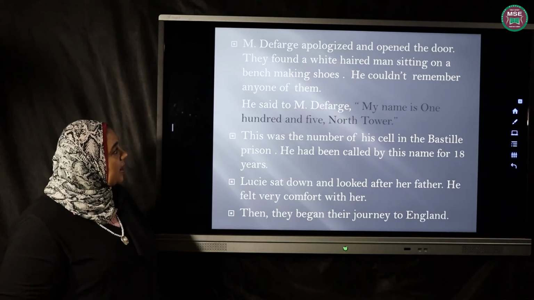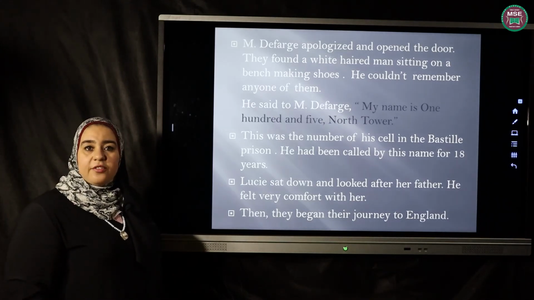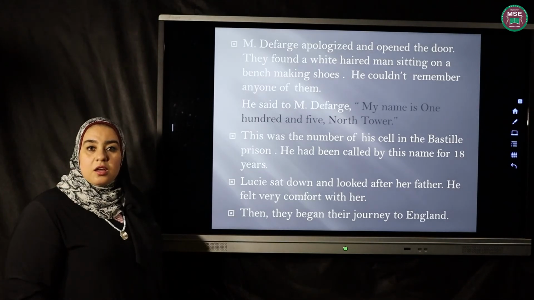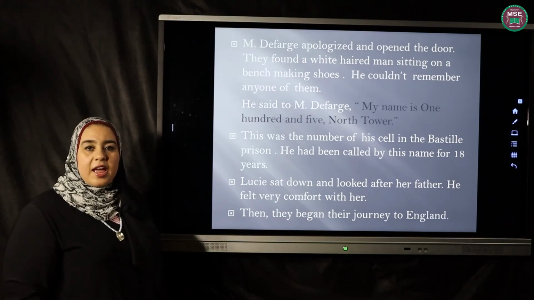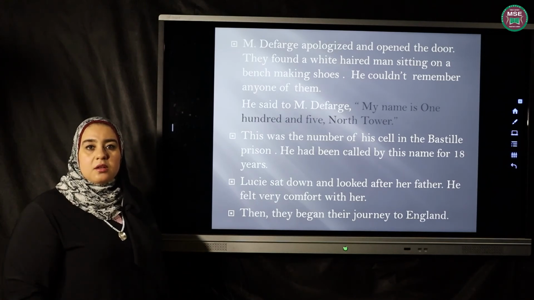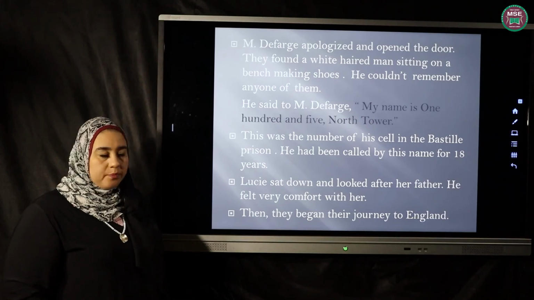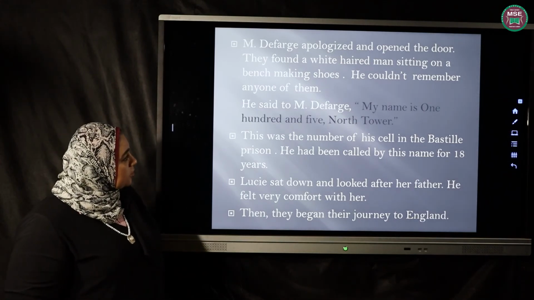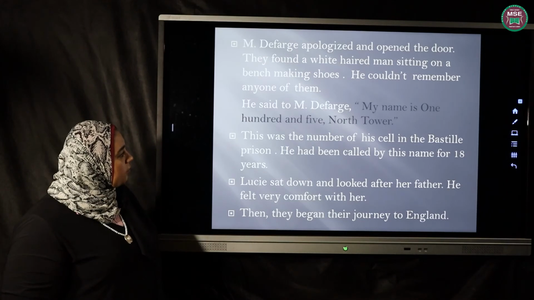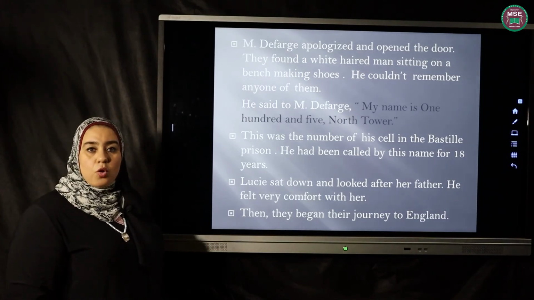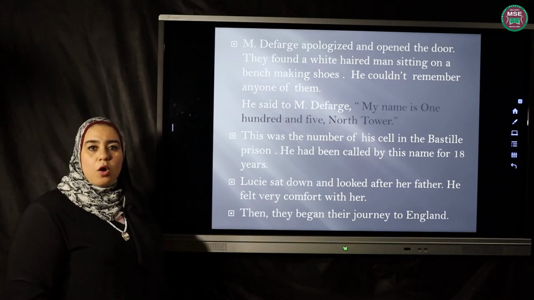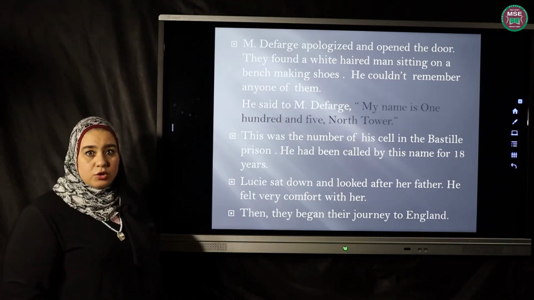He couldn't remember any one of them. Dr. Manette, after 18 years of imprisonment, was in a very bad condition. He had lost his memory. He can't remember anything. He was all the time making shoes. He said to Monsieur Devarge, "My name is 105 North Tower." He can't even remember his own name. He got used to being called by the number of his cell.